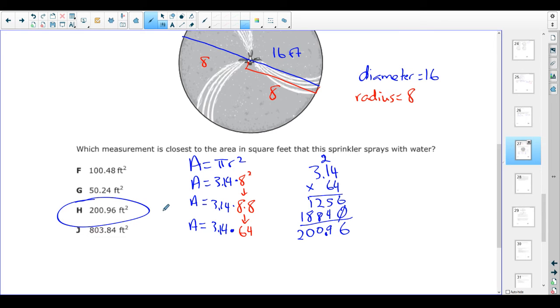Nice and easy. You had a question about area, find the formula. Remember, chances are it's going to give you the diameter because they're counting on some people to forget to change it back to the radius. Find the radius first, put it into the formula, multiply carefully, get the right answer.